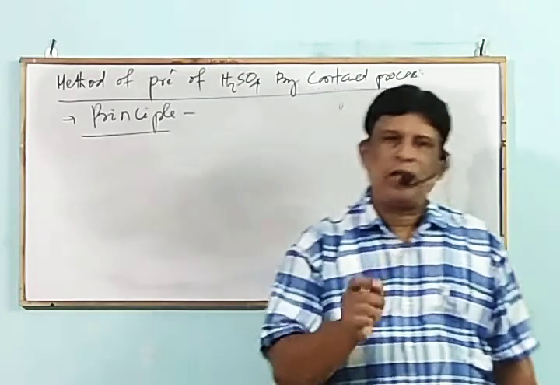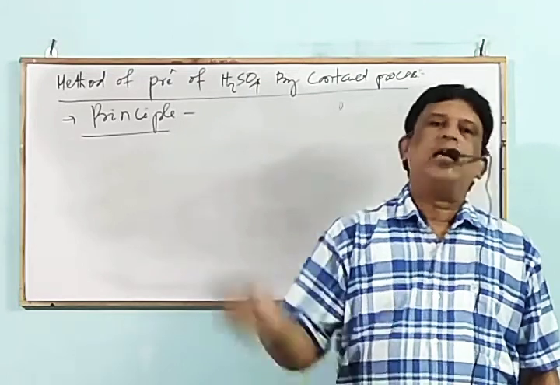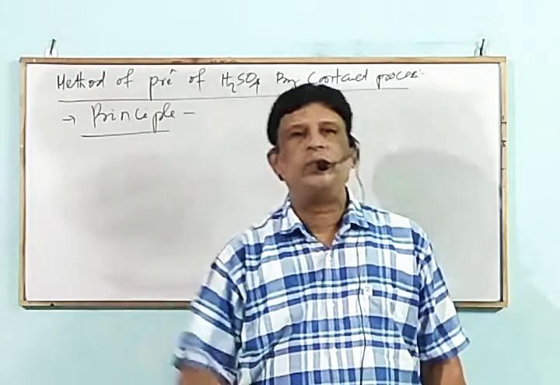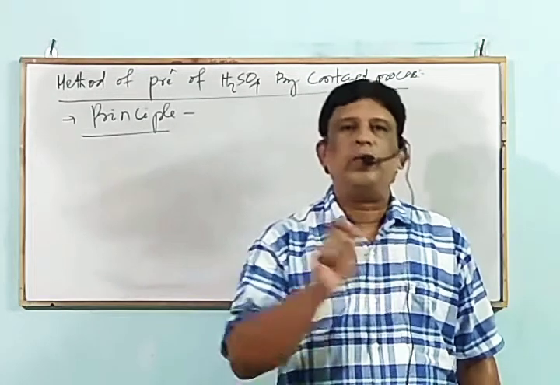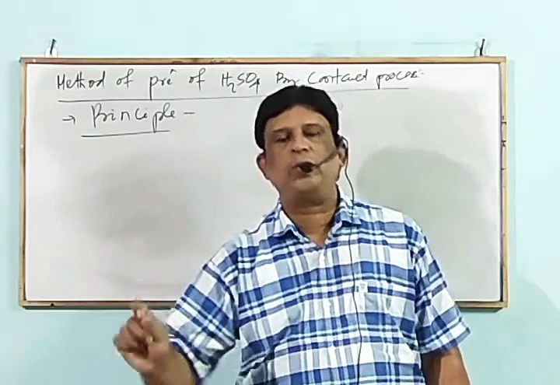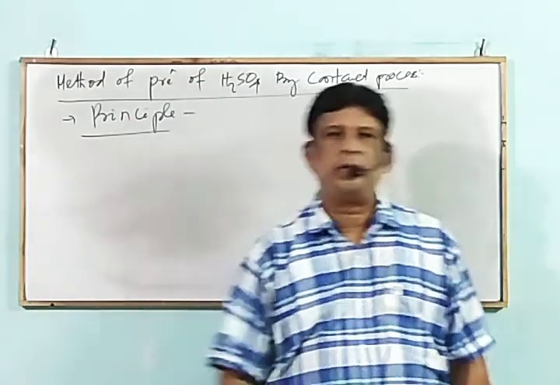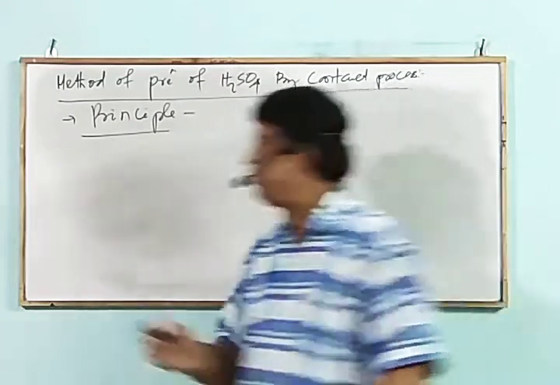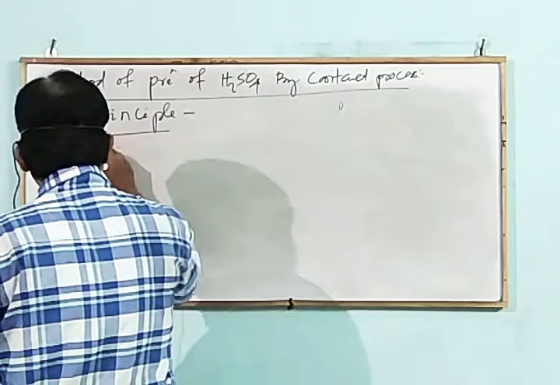The sulfur trioxide formed then reacts with 100% sulfuric acid to form oleum, and finally oleum is diluted to form the desired concentration of sulfuric acid. It is the principle. Next we switch over to the theory.